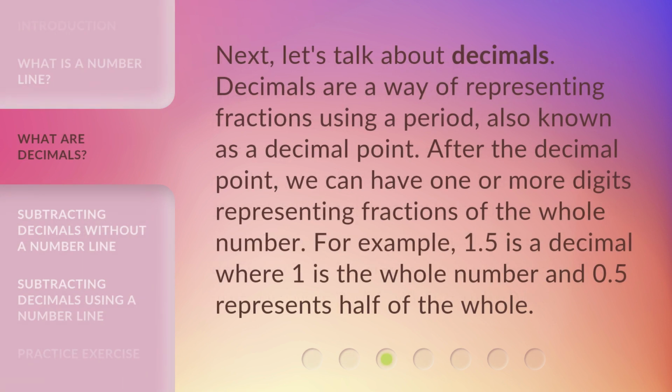Next, let's talk about decimals. Decimals are a way of representing fractions using a period, also known as a decimal point. After the decimal point, we can have one or more digits representing fractions of the whole number. For example, 1.5 is a decimal where 1 is the whole number and 0.5 represents half of the whole.